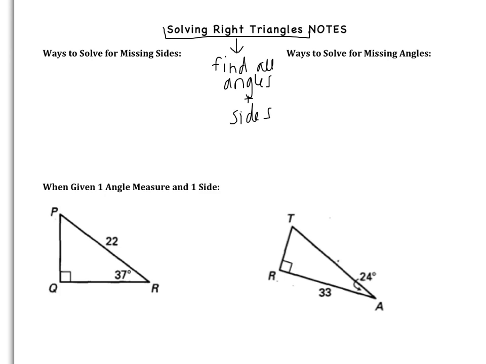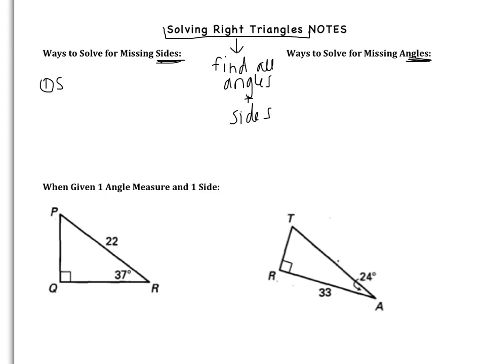This is nothing new. It's going to use the stuff that we've learned this chapter and kind of bring it all together. We're going to do some special right triangles, we're going to do some Pythagorean theorem, we're going to do some trig, so it's kind of a mix of everything. So I told you you're going to either have to solve for sides or angles. In terms of solving for sides, there's 3 basic methods.